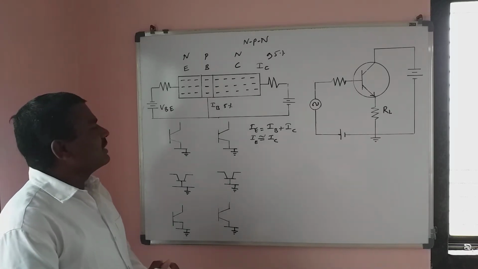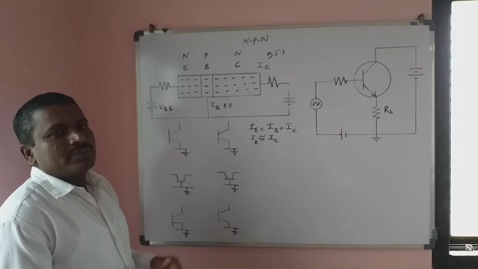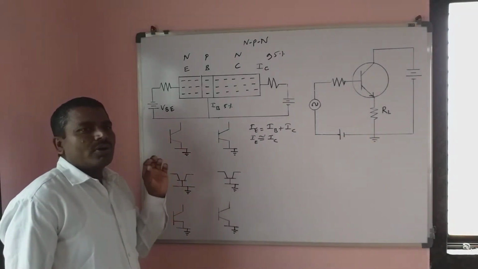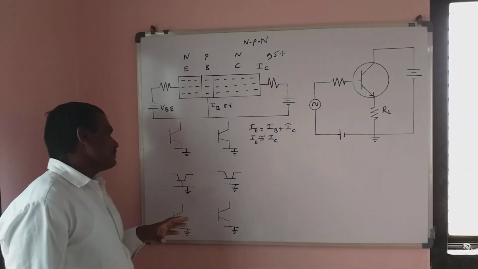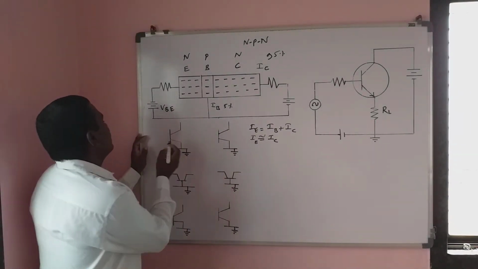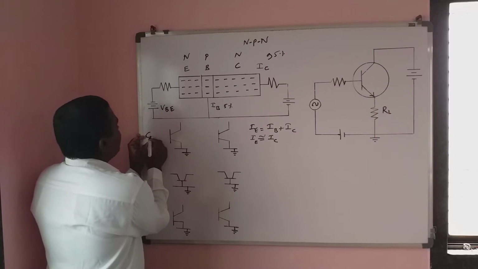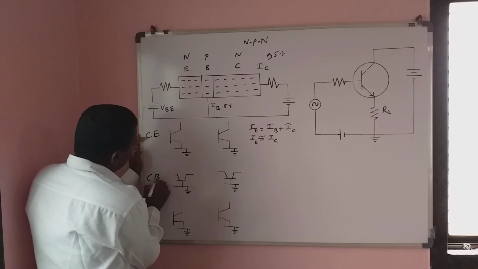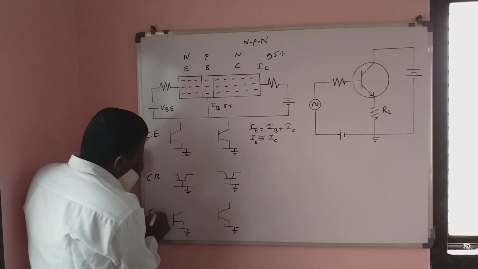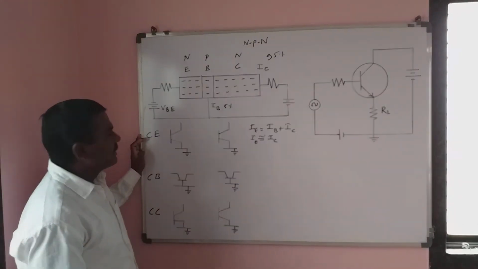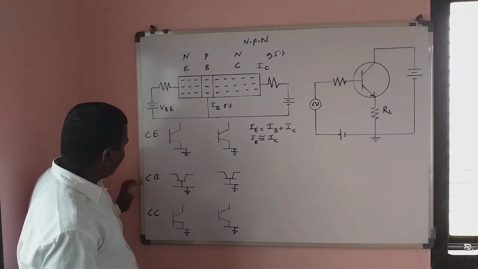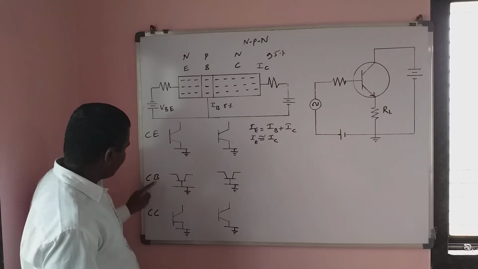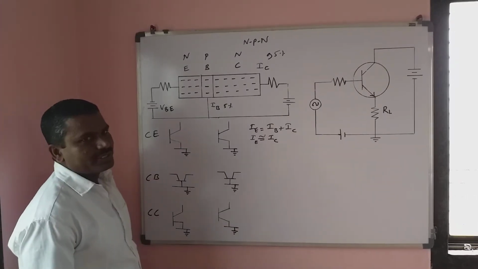If we look at the configuration of the transistor, there are three types of configuration: common emitter configuration, common base configuration, and common collector configuration. These are the three different configuration types.